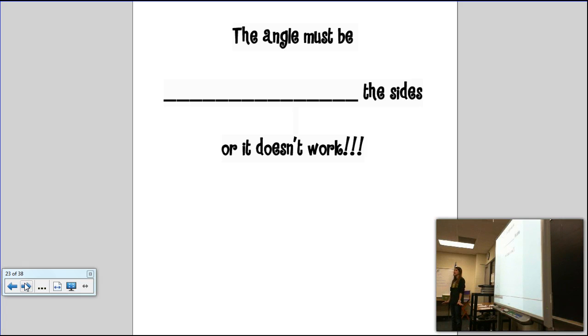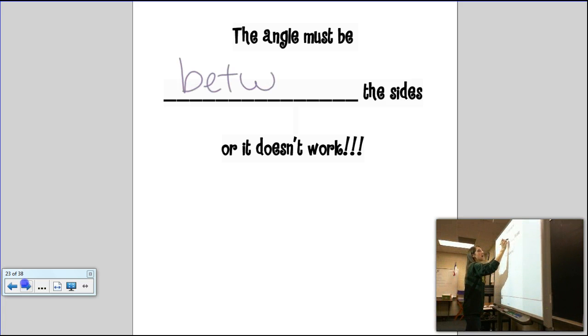What word have I been saying a lot today? The angle must be blank the sides or it doesn't work. An angle can't be congruent to a side. Use your brain. Between. Ding, ding, ding. It must be between or it does not work.